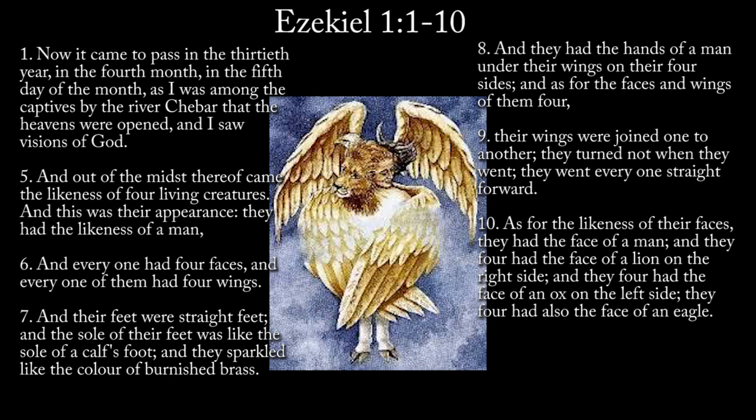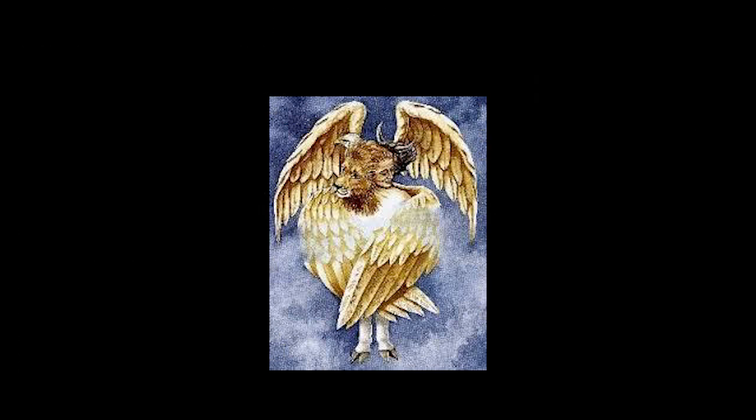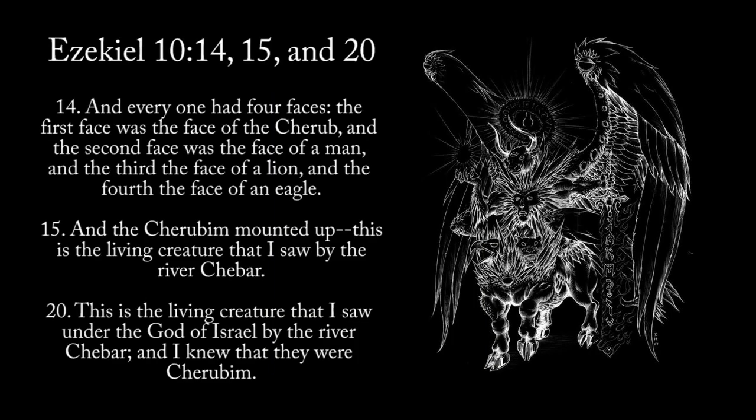Ezekiel called these living creatures cherubim in Ezekiel chapter 10, verses 14, 15, and 20. And every one had 4 faces. The first face was the face of a cherub, and the second face was the face of a man, and the third the face of a lion, and the fourth the face of an eagle. And the cherubim mounted up. This is the living creature that I saw by the river Chebar. This is the living creature that I saw under the God of Israel by the river Chebar, and I knew that they were cherubim.